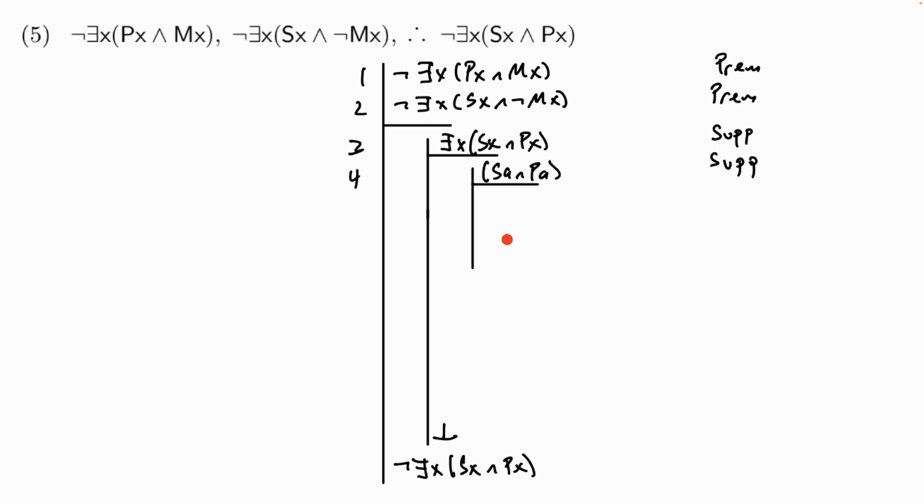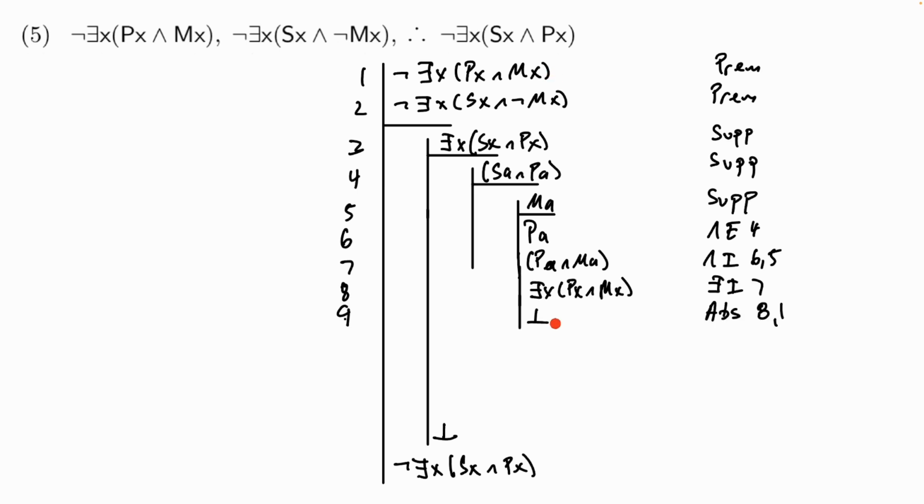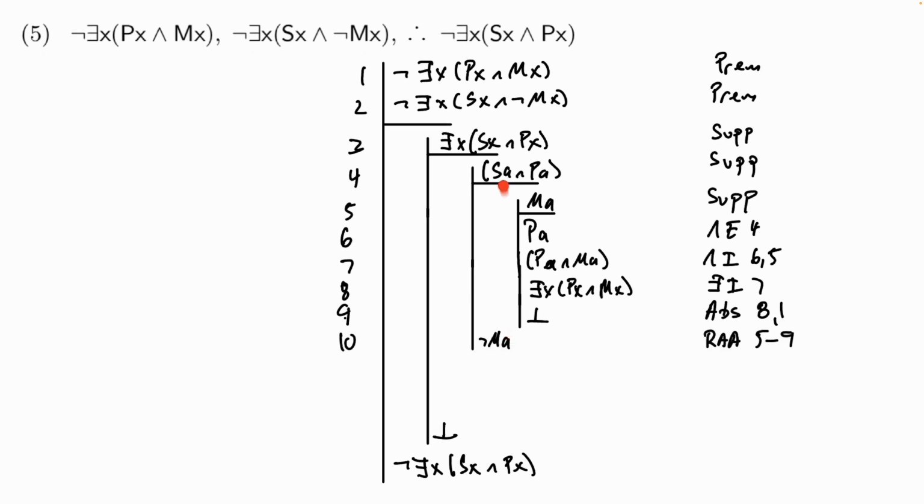How can we do that? Well, if we suppose MA, we're going to be able to get PA and MA. And from that, we can get there is an X, PX, and MX, which contradicts this first premise here. So now by reductio, we can get not MA. And now we can get SA and not MA, which can get us there is an X such that SX and not MX, which contradicts this first premise, which gets us the absurdity we were looking for.